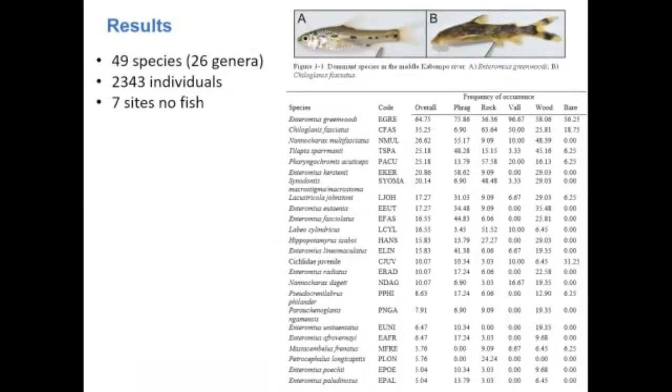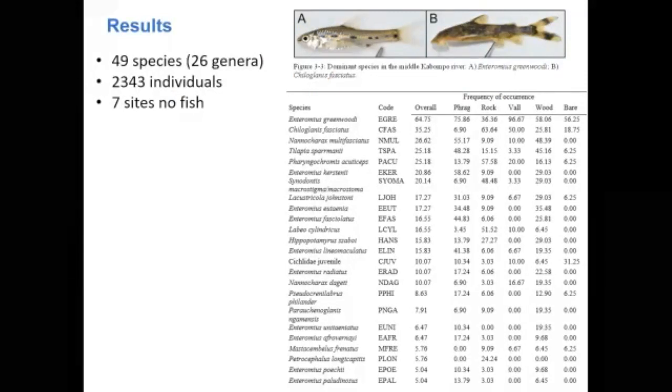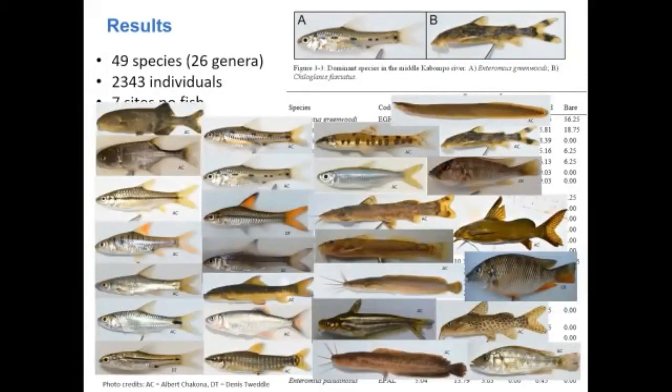So in total, we sampled 49 species, with the two here at the top being the most prominent. Here's just an example of some of the fish species that we sampled. And in total, we sampled over 2,300 individuals, and we only had 7 sites where no fish species were recorded.